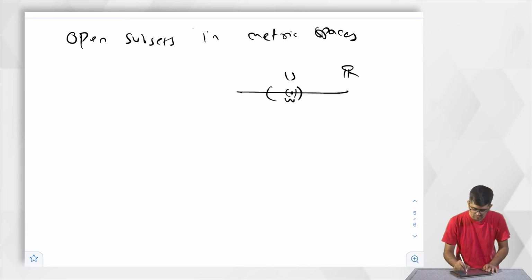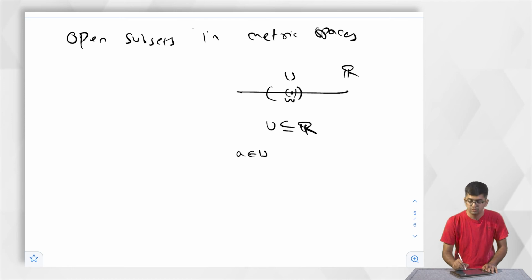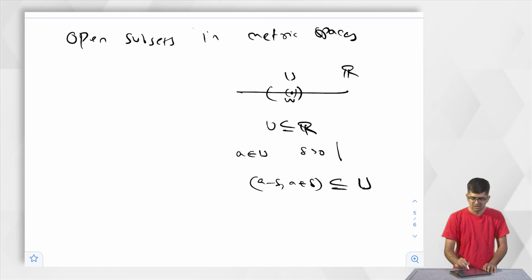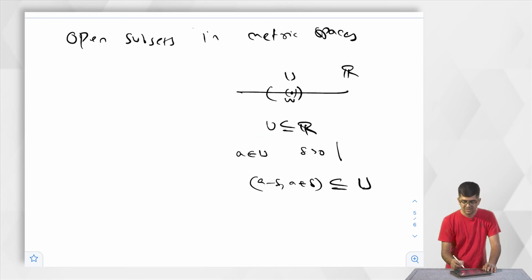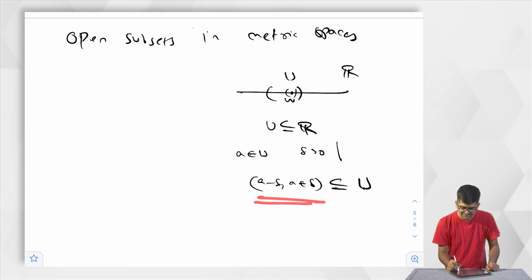So let me say U, a subset of R, is said to be open if given A belongs to U, there is a positive delta such that the interval from A minus delta to A plus delta is totally contained in U. So once we fix A, one can find a positive delta such that this whole interval of length 2 delta, delta on the left side, delta on the right side, is contained in U. This kind of subset is called an open subset of R.